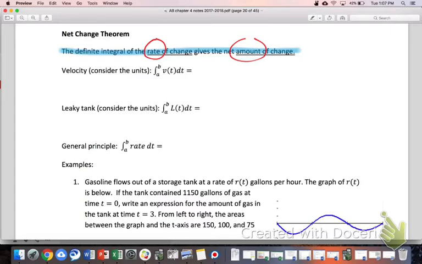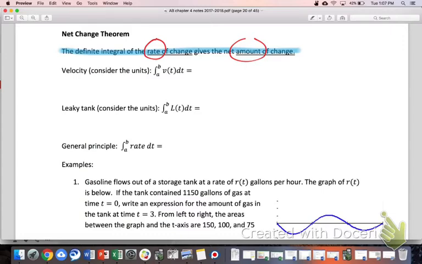So give me some examples of rate units. Meters per second. Donuts per hour. Gallons per hour. How about ice cream cones per minute? Or like our friend yesterday, donuts per hour. Donuts per second, maybe, would be a better measurement. Those are all examples of rate units. What about units for amount? Donuts. Yes, we have a significant number of those. With an amount, there's no "per" whatever, right? There's no per time associated with an amount. So the definite integral of a rate of change gives you the net amount of change.